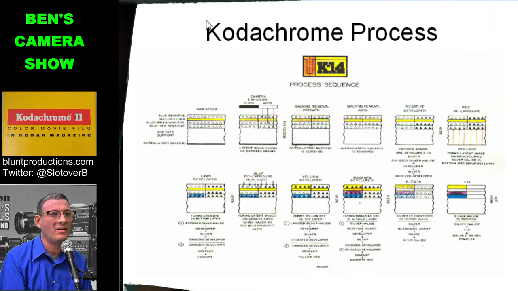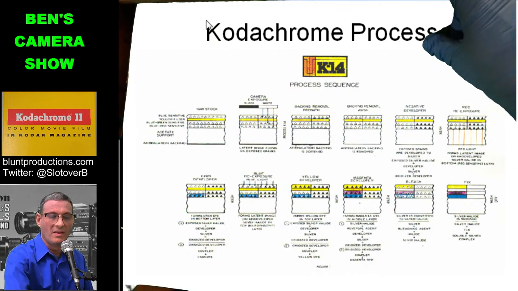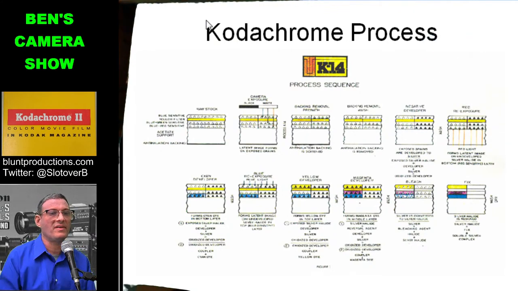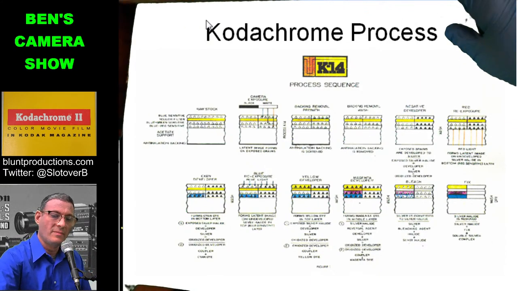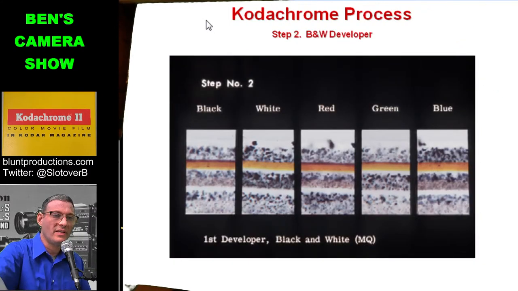Before we get into that, the thing to know about Kodachrome is that it's not, strictly speaking, a color film or color emulsion. It's like three, maybe four different black and white emulsions. When they went through the process of developing a roll of Kodachrome, each black and white layer was actually developed in a different color, to put it simply.